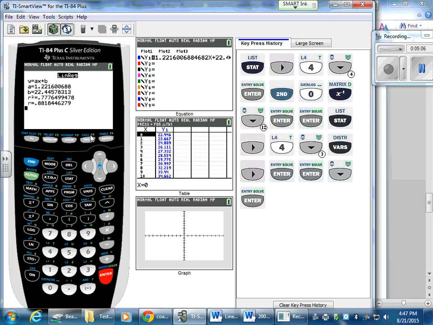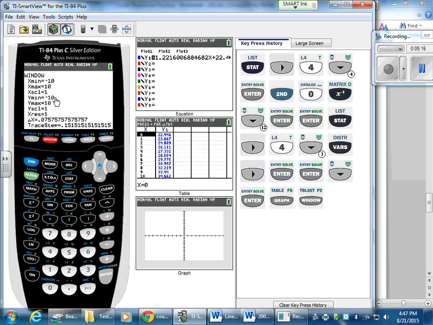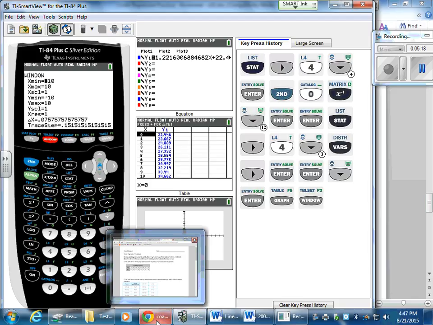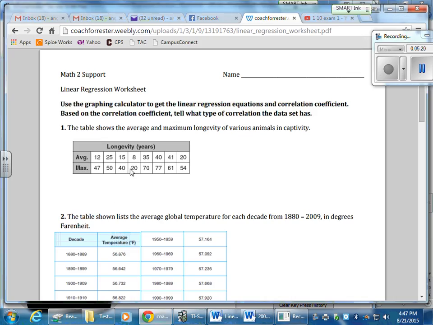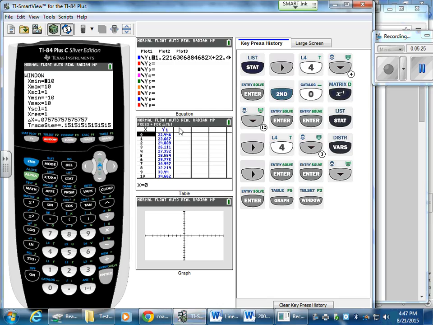All right, so what is this going to look like on a graph? Well, if I hit graph right now, I don't see anything. The problem is that the window of my graph, if I hit the window key, is going from negative 10 to 10, and my values over here are not going from negative 10 to 10. So I've got to set up the window to match my values. And the easiest way to do that is to use the stat feature of your calculator.